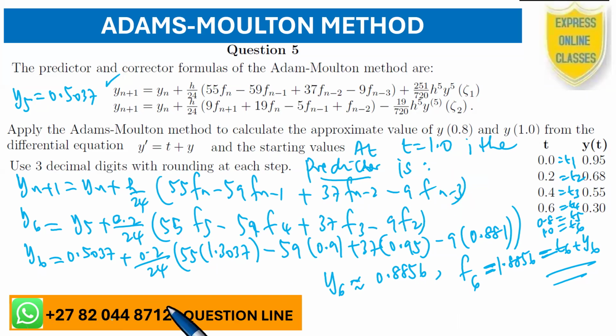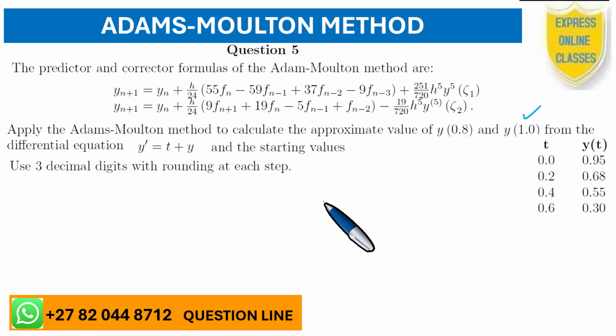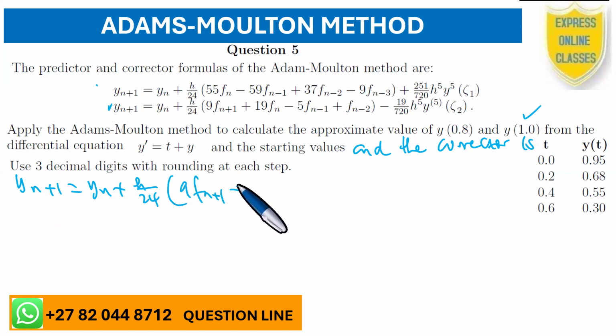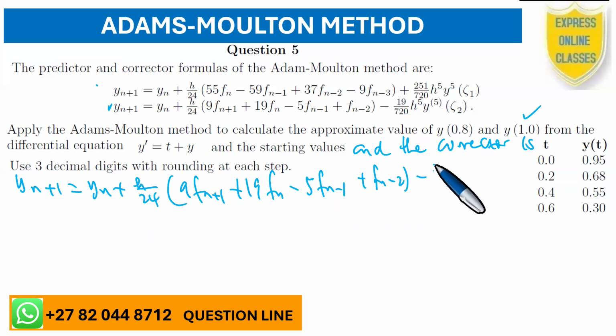This one is for the predictor at 1.0, but we're also going to do the corrector at 1.0 to be able to find the 1.0 estimate. The corrector is the Adams-Moulton, the second one, which is y(n+1) equals yn plus h over 24, times 9 F(n+1) plus 19 Fn minus 5 F(n-1) plus F(n-2). And we always leave out the order. We leave out the order whenever we are to do substitutions.